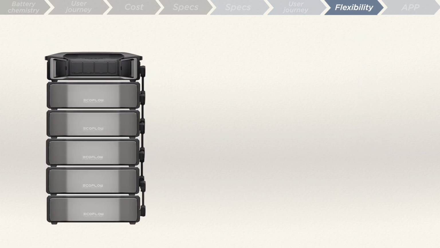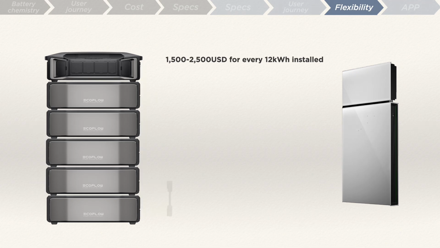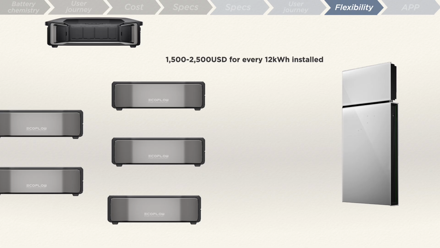Well, the DELTA Pro Ultra sets itself apart from traditional wall-mounted batteries through its modular stackable design. Compared with the wall-mounted battery, which requires intricate installation, this can save you about $1,500 to $2,500 USD for every 12 kilowatt hours installed. Unlike the wall-mounted battery, which is installed once and stays put, the Ultra invites a hands-on approach. You can easily take it apart and put it back together.